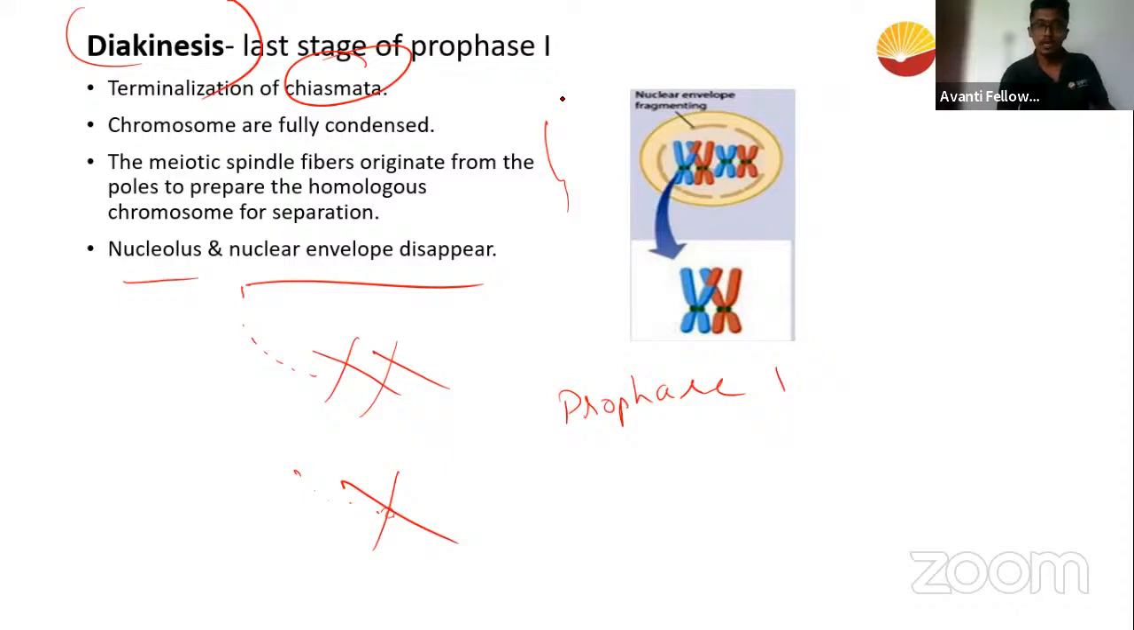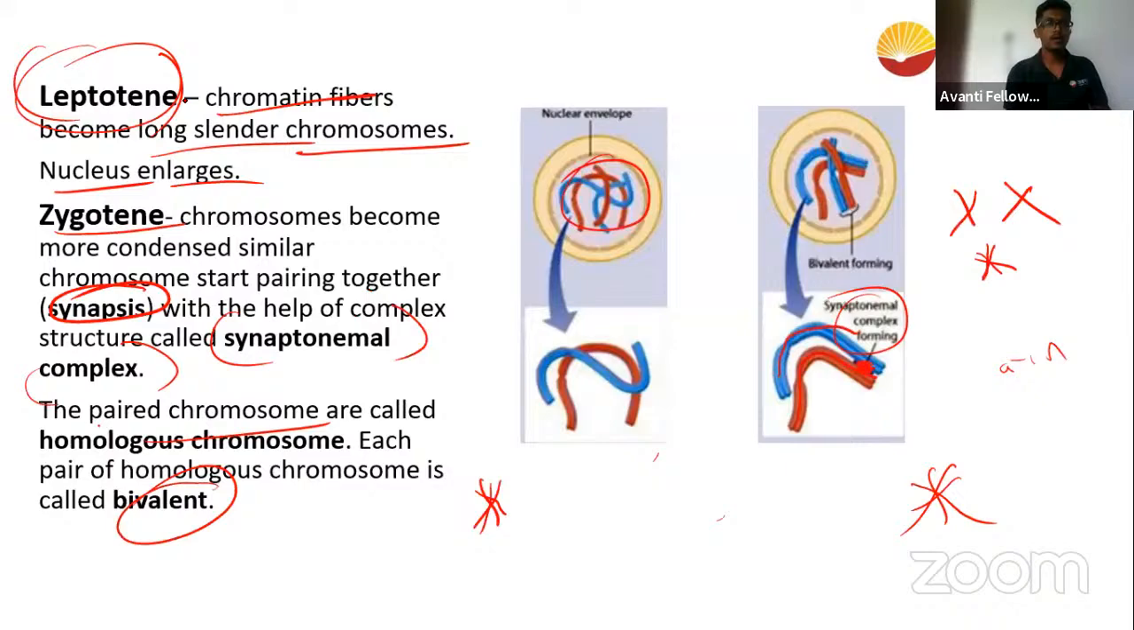Words. What are the words? I'm sorry, I just need a minute or two. Leptotene: formation of chromatin fibers, and the chromosome formation takes place. The nucleolus enlarges.